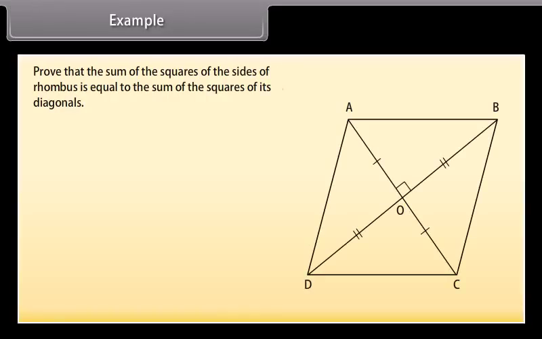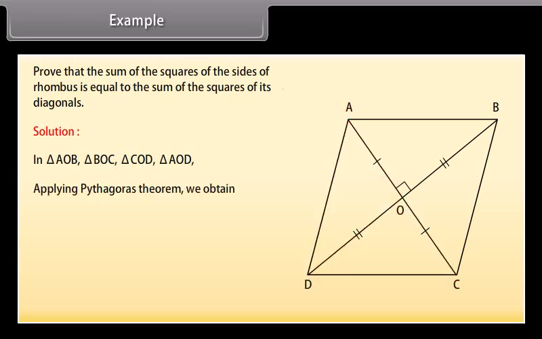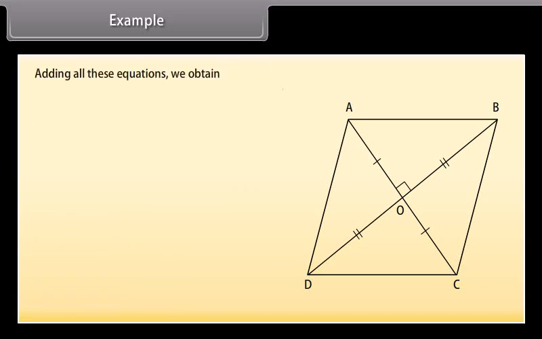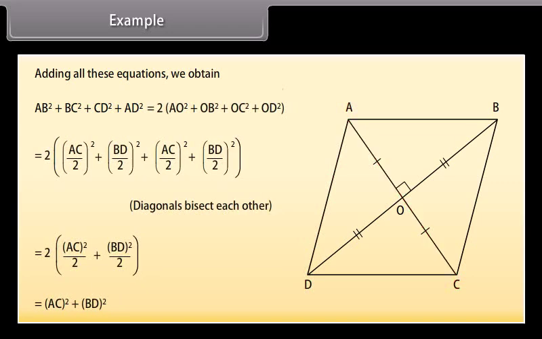Example. Prove that the sum of the squares of the sides of a rhombus is equal to the sum of the squares of its diagonals. Solution. In triangle AOB, triangle BOC, triangle COD, and triangle AOD, applying Pythagoras theorem, we obtain these values. By adding all these equations, we obtain AB square plus BC square plus CD square plus AD square equals AC square plus BD square.